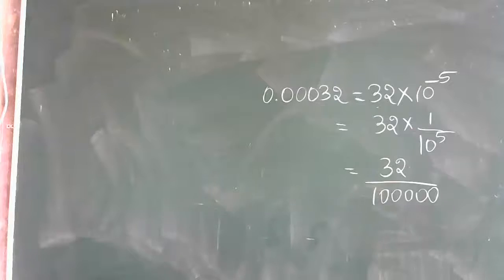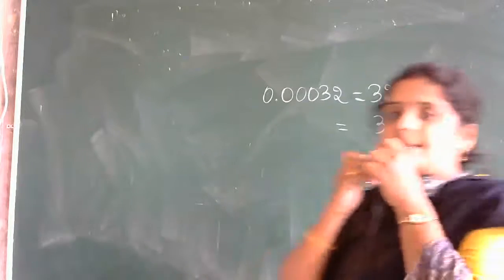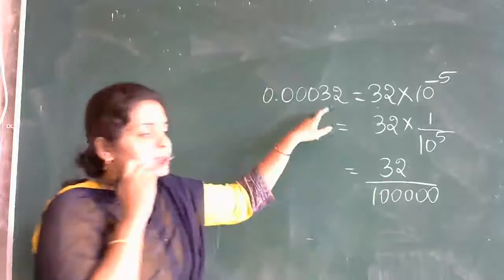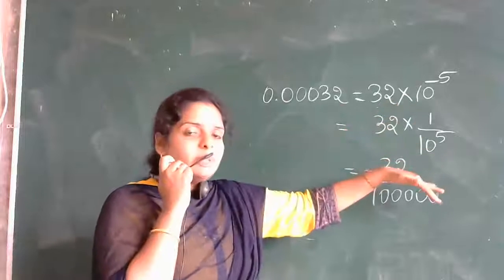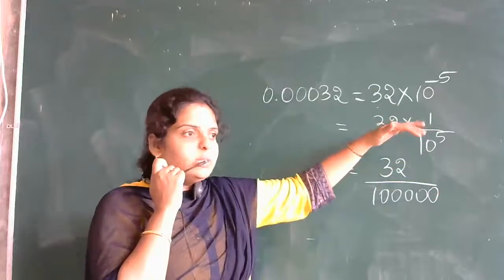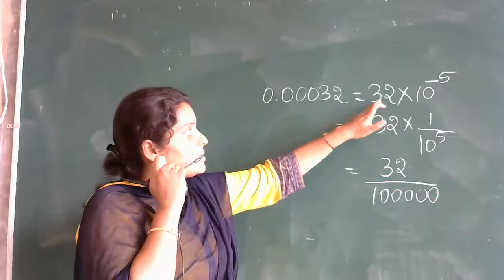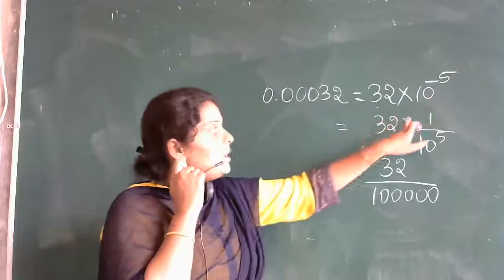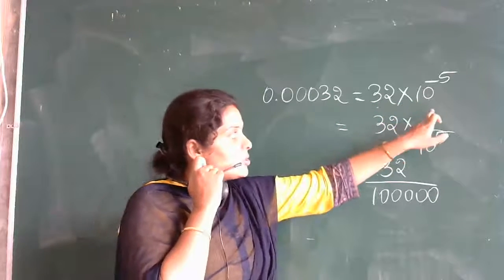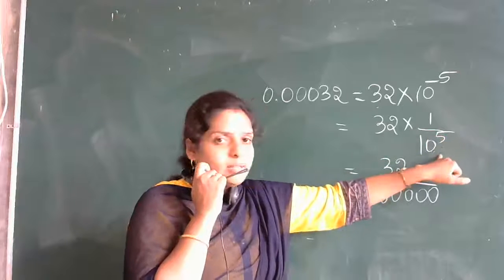Is it clear, everyone? If you don't understand how to express this, you can go for this simplification method also. See, this can be expressed as 32 into 10 raised to minus 5. So 10 raised to minus 5 can be written as 1 divided by 10 raised to 5.